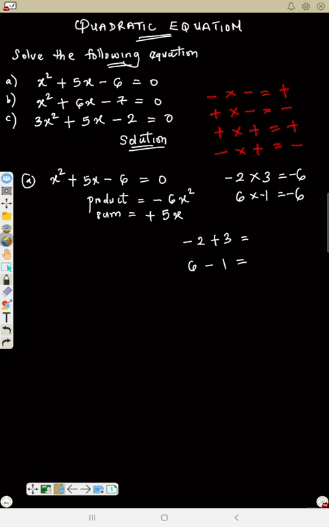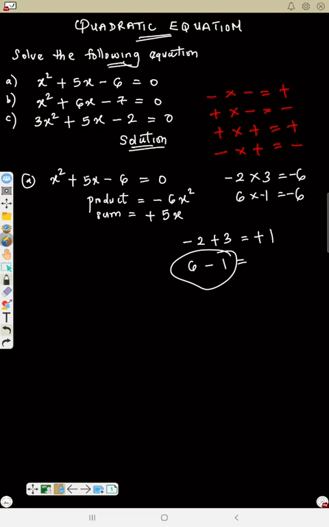Now minus 2 plus 3 means you owe somebody 2 and you have 3. So if you pay, you are going to have 1. So this is plus 1. So minus 2 plus 3 is equal to plus 1. You can press your calculator the same way. Minus 2 plus 3, that's plus 1.